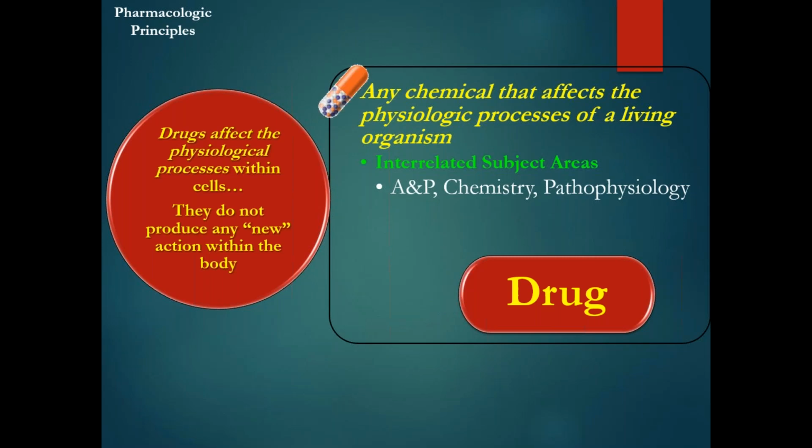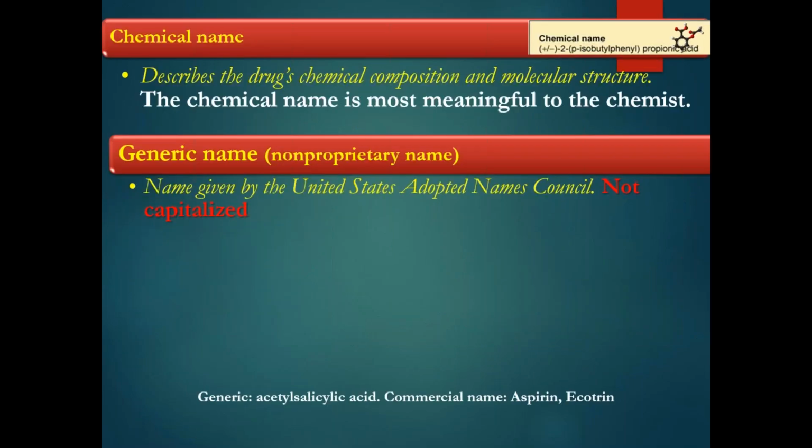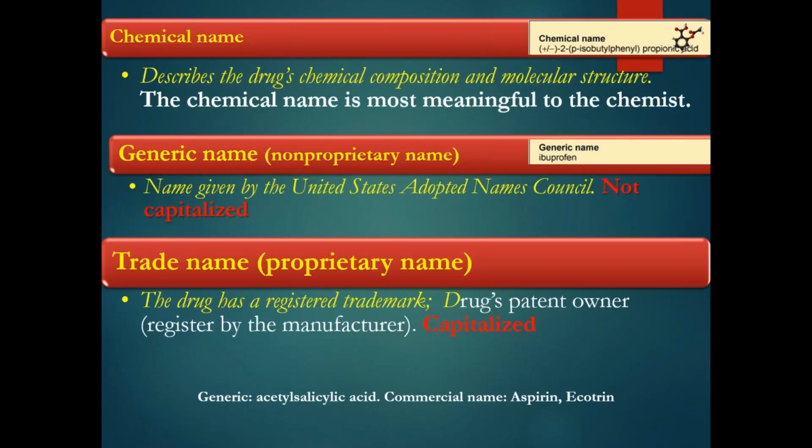All right, so let's keep going. Talking about the chemical name, generic name, and trademark, trade name or proprietary name, please remember that the chemical name is not going to be used here. What you need to remember is the generic name and the trade name. So how they write it is: generic name, for example, ibuprofen, lowercase; and trademark is going to be capital letter.